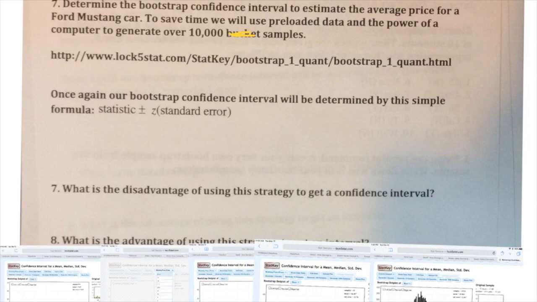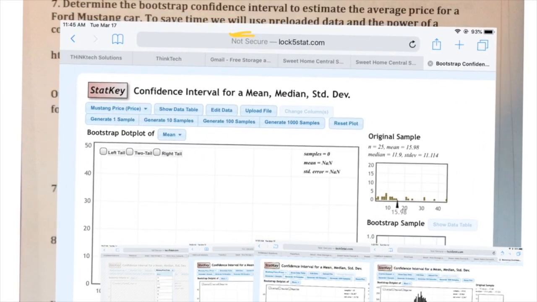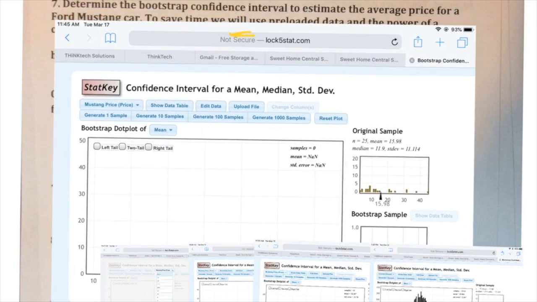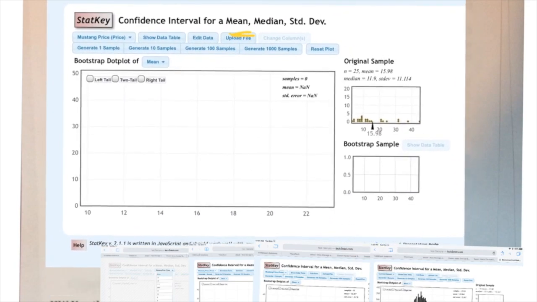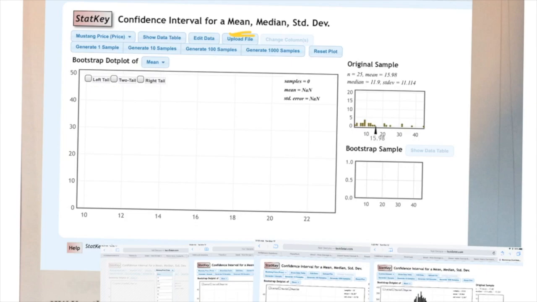So typing into the browser that location on the internet will bring up the screen right here. And you won't even have to change the data, because it's all set up automatically with the Ford Mustang data typed into it. So on this pull down menu, you can change from one set of data to another, but we're going to stick with the Mustang price.